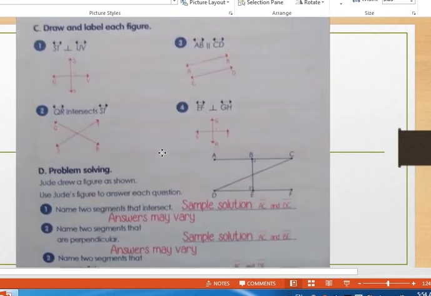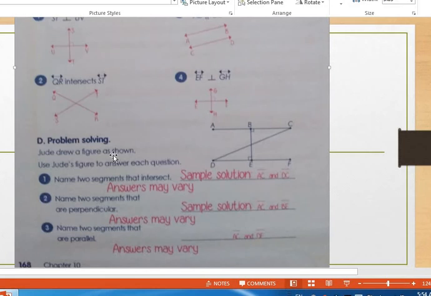I want you to solve with me the problem solving. It's important. Jude drew a figure as shown. Use Jude's figure to answer each question. Name two segments that intersect. What do you think? I have the answer here, AC and DC. They intersect at point C. What else? BE and DC.